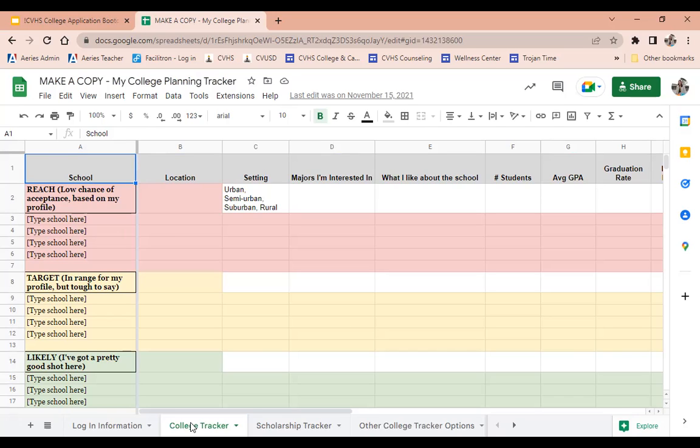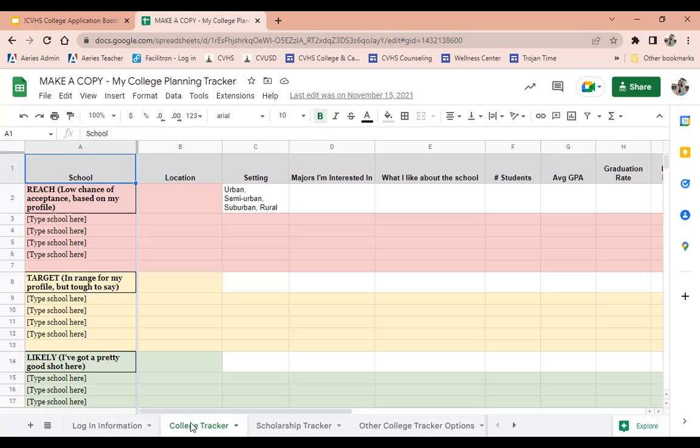We have here reach, target, and likely. That's based on your profile, your GPA, if you've taken the SAT and ACT based on your scores, based on how involved you are in school, based on where you're from and your community. So based on you and your academic and your application profile, is that school a reach school for you? Is it a target school? Are most of their applicants in your same range? Or are their average GPAs lower than yours and it's a likely school?